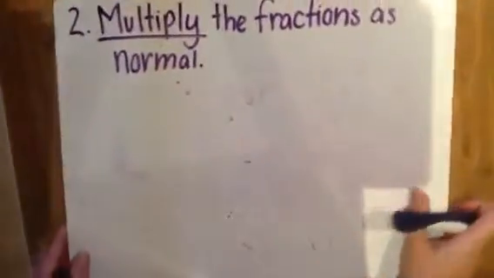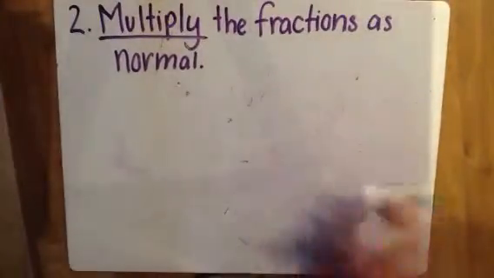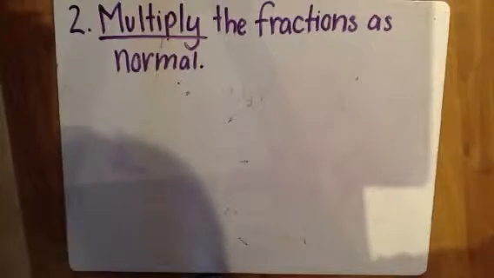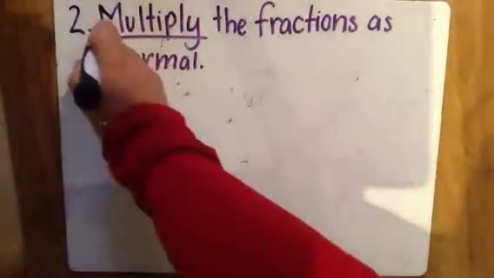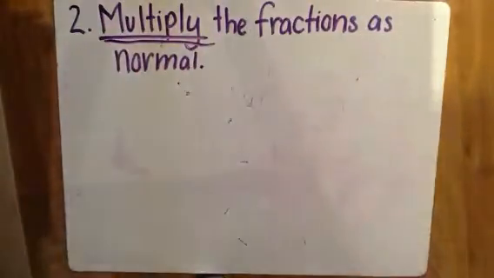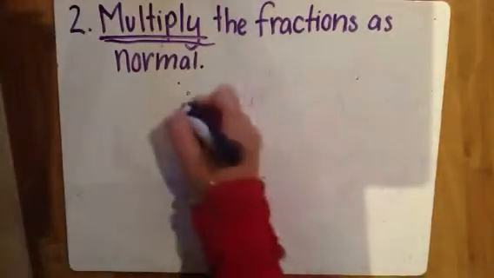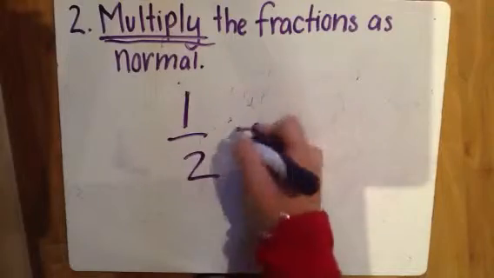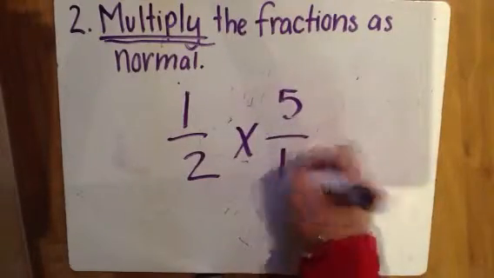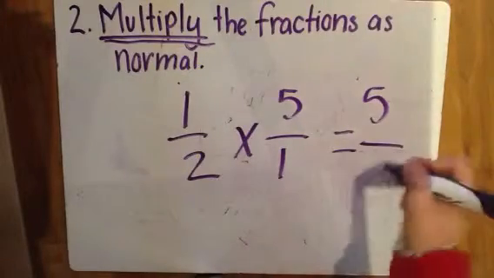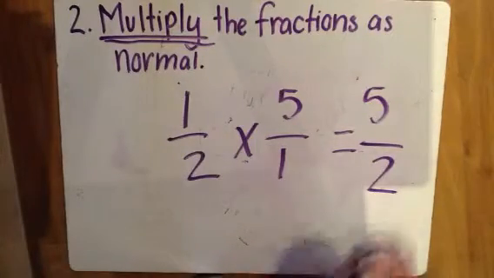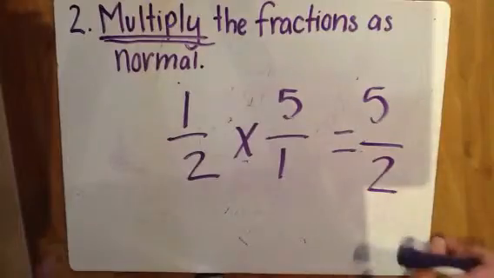The second step is to then multiply the fractions as normal, because now that we've turned the second fraction into a reciprocal fraction, we do not divide anymore, we now multiply the two fractions together. So we do 1/2 times 5/1 equals, 1 times 5 is 5, 2 times 1 is 2. So that's our answer as an improper fraction.